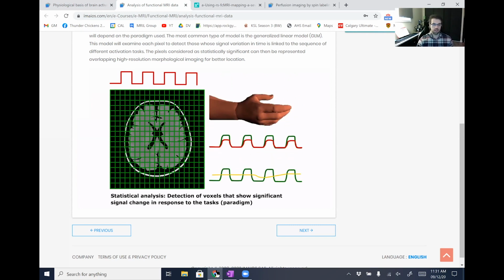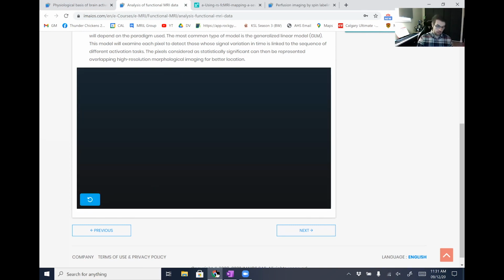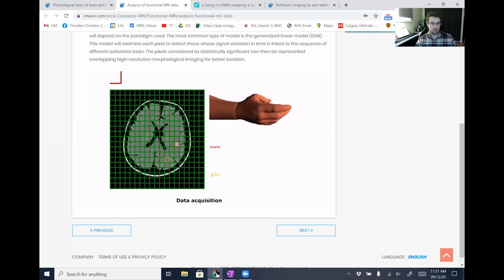So when we compare this to what we would expect in terms of our task design and activity, we can conclude that the red voxel was significantly activated during this thumb movement task, whereas the yellow voxel didn't have any significant relationship to the activity time course. I'll just let this play one more time so you can get a sense of what it means to see time courses of signal.